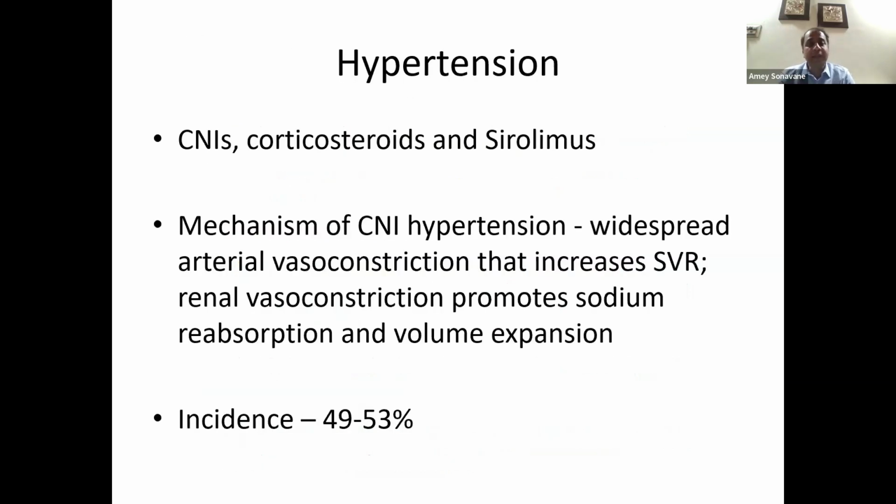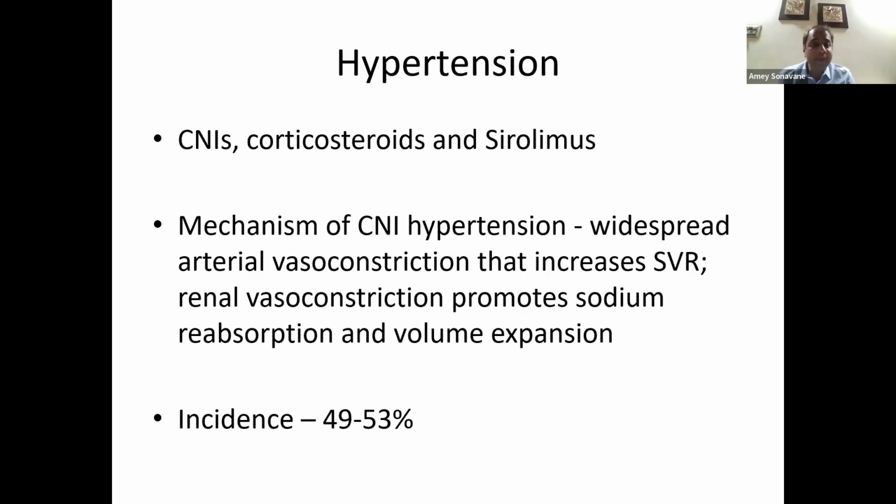Then comes hypertension. We have spoken about obesity, diabetes, and dyslipidemia. The other factor that is included in metabolic syndrome is hypertension. Three drugs that we use post-transplantation make a patient more prone to develop hypertension: calcineurin inhibitors, corticosteroids, and mTOR inhibitors like sirolimus. Now, how does this really happen? Calcineurin inhibitors cause widespread arterial vasoconstriction that increases the SVR. They also cause renal vasoconstriction, which promotes sodium reabsorption and expansion of volume. And this is the reason why these patients develop hypertension.